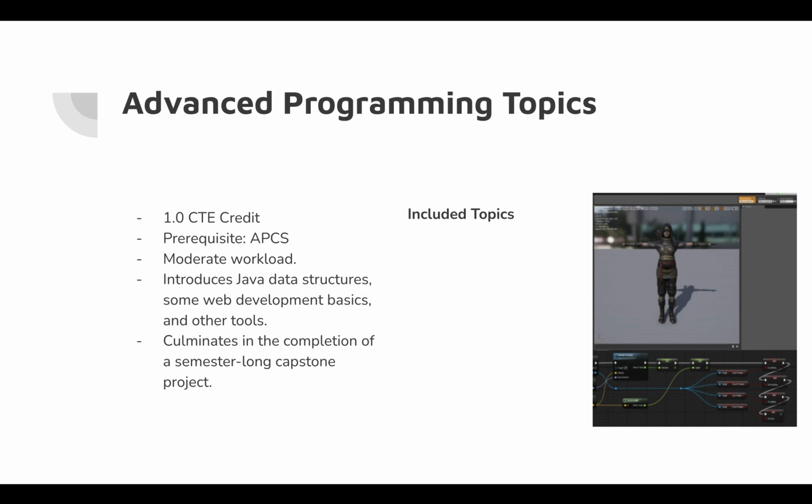So what are specific examples of things you'll learn in this class? Stacks and queues, sets and maps, linked lists and trees, as well as web development tools like HTML, CSS, or JavaScript. So that's the fourth and final class.